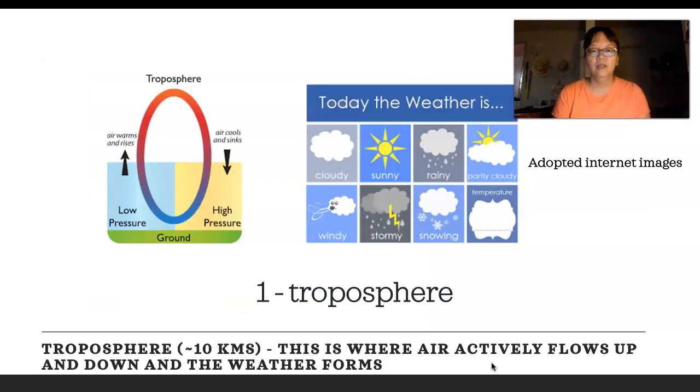The first layer is the troposphere. It's about 10 kilometers high. This is where air actively flows up and down and the weather forms.